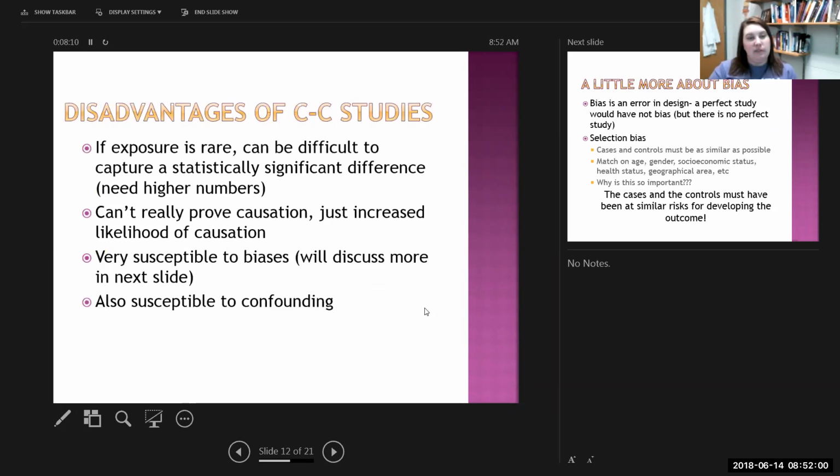Disadvantages of using this: if the exposure is very rare, it can be hard to capture a statistically significant number. You would need a lot of different cases, and if it's rare, that might be hard to do. Again, these are not experimental, so you're not really proving causation. You are just increasing awareness of the likelihood of causation, that there is a correlation between these two. As one goes up, the other goes up. You have to be aware that you could be very susceptible to bias and also to confounding variables. Again, those are things that sneak in, unknown to us, but do affect our outcomes.